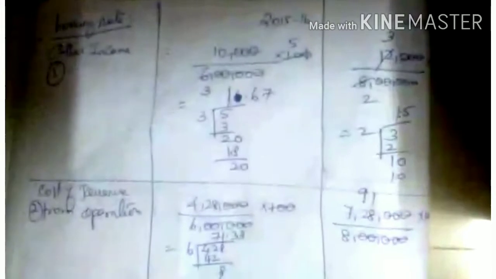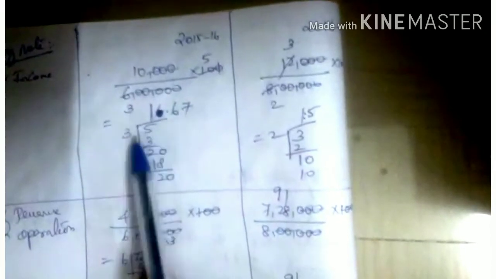Here I am going to work it out. See, for example, other income: 10,000 for 2015-16. The base sales is 6 lakh. 10,000 divided by 6 lakhs into 100. By simplification, we cancel the zeros: 1, 2, 3, 4 zeros, then another 1 zero I cut. Then simplifying, 3 twos are 6, 5 twos are 10. Finally, 5 divided by 3, I will get 1.67.